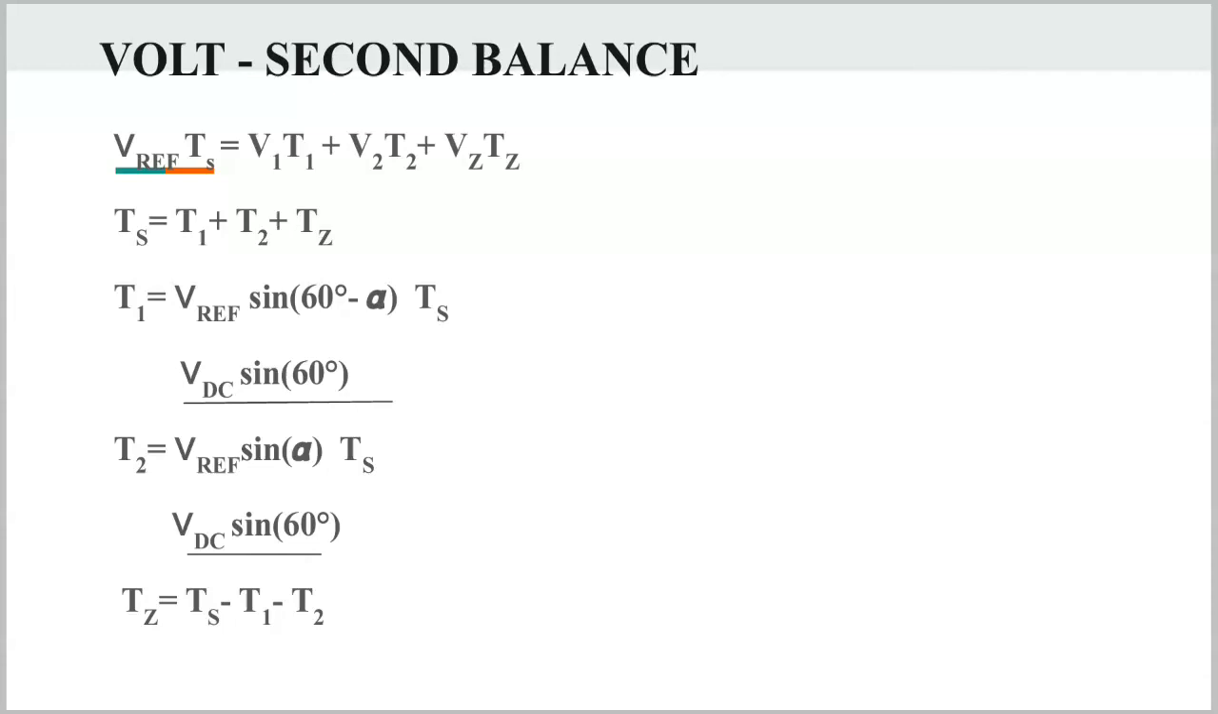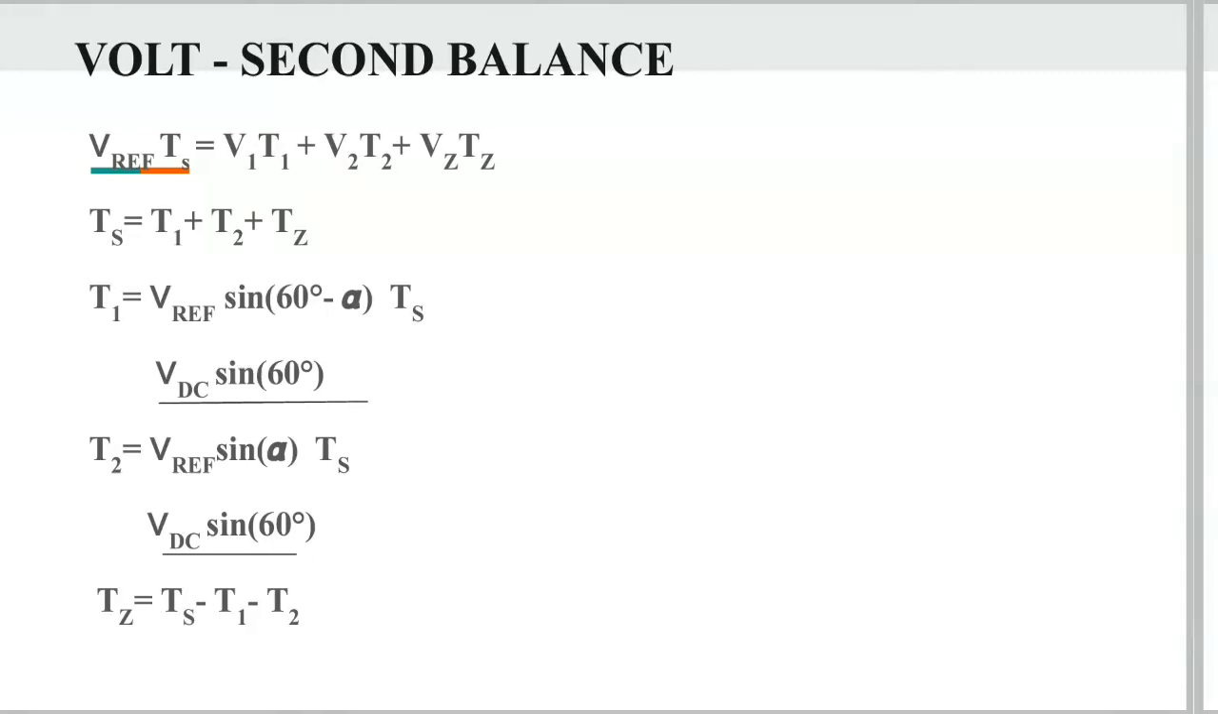This is called the volt-second balance. We have T1 equal to V reference sine of (60 degrees minus alpha) into Ts divided by VDC sine of 60 degrees. Similarly, T2 is equal to V reference sine alpha Ts divided by VDC sine of 60 degrees. Tz is equal to Ts minus T1 minus T2. This is how we calculate dwell times for active vector 1, active vector 2 and the null vector.